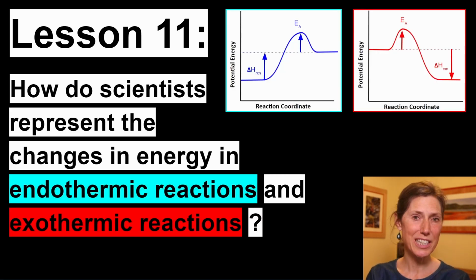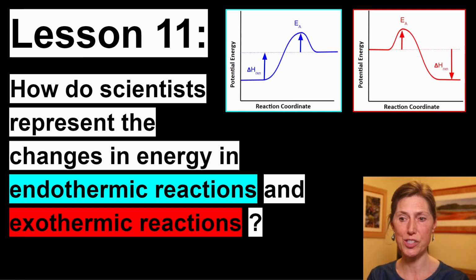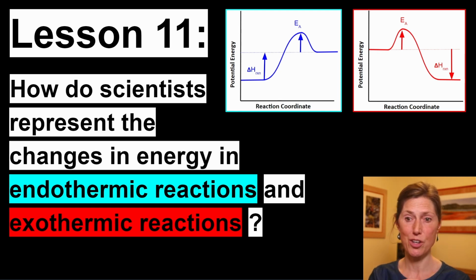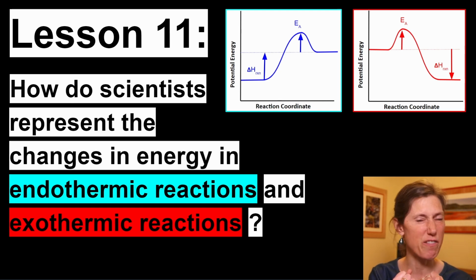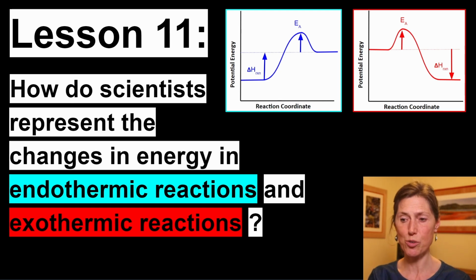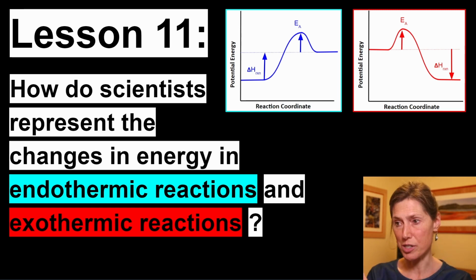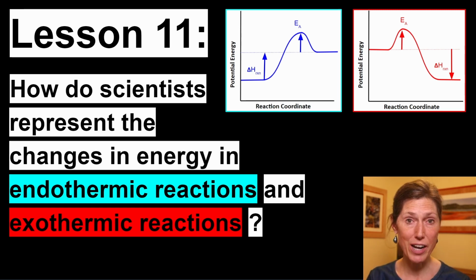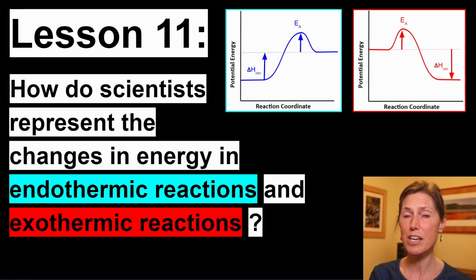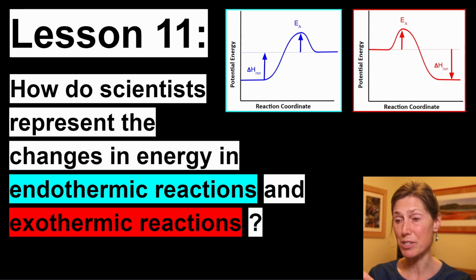This perfectly leads us into the next lesson, lesson 11, with the following central question. How do scientists represent the changes in energy in endothermic reactions that feel cold and exothermic reactions that feel warm to the touch? And of course, the hint here is that this is when we finally have our students connect what they've observed in the lab and in the simulation to the potential energy diagrams shown on this slide.